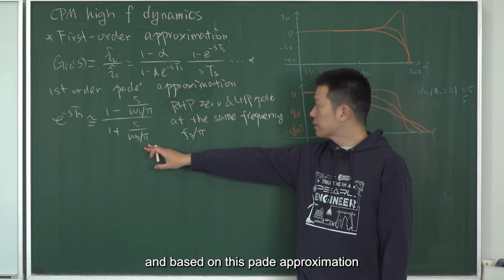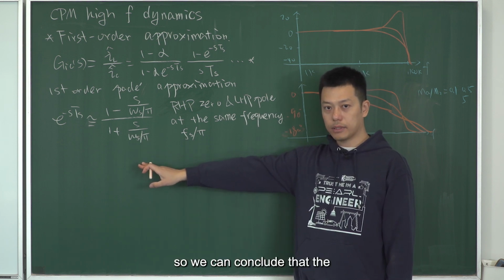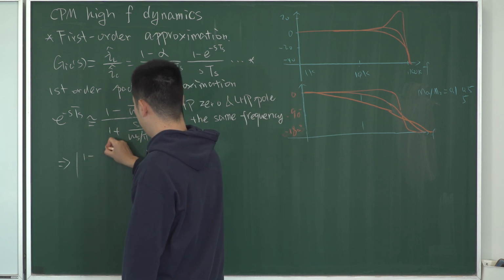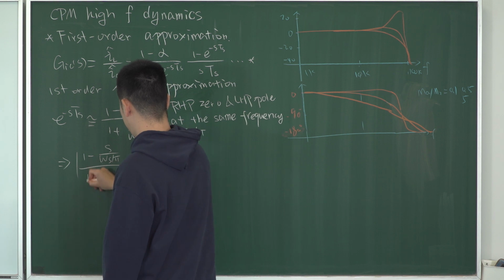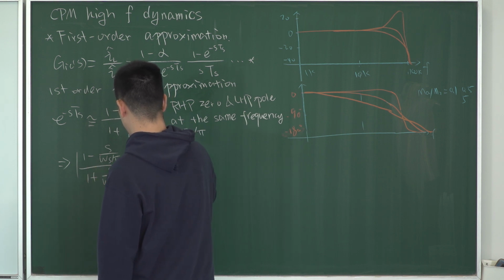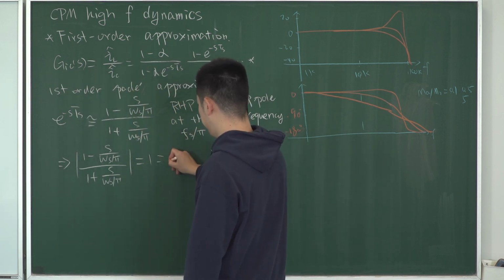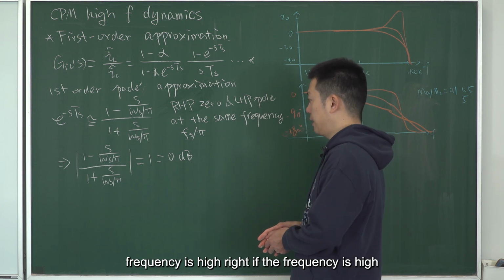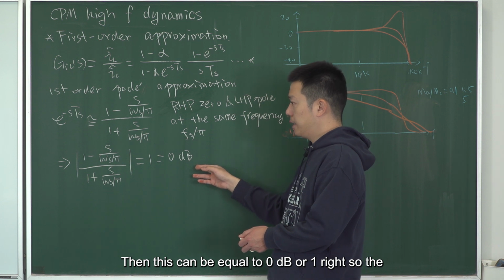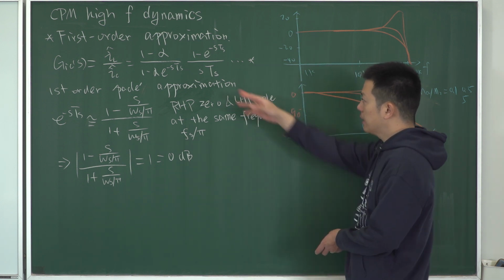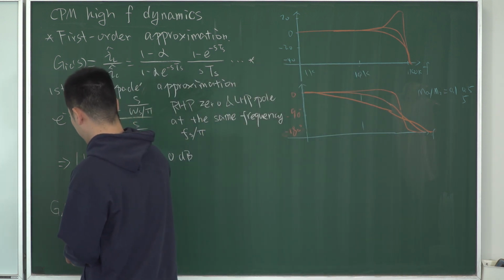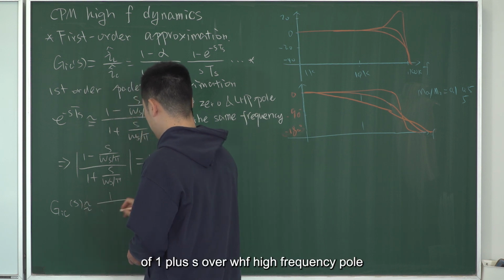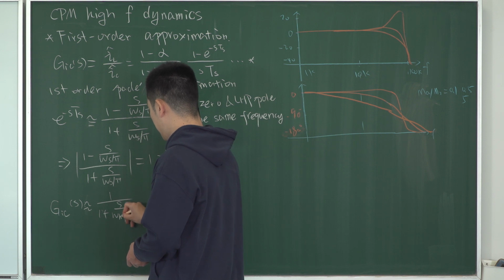Based on this Padé approximation, we can conclude that the magnitude of this will be equal to 1, or 0 dB, if the frequency is high. So the GS transfer function can be approximated or simplified as a single pole response of 1 over 1 plus s over omega HF, the high frequency pole.